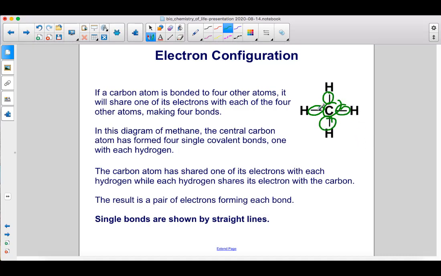The carbon atom has shared one of its electrons with each hydrogen, while each hydrogen shares its electron with the carbon. The result is a pair of electrons forming each bond. Single bonds are shown by straight lines.